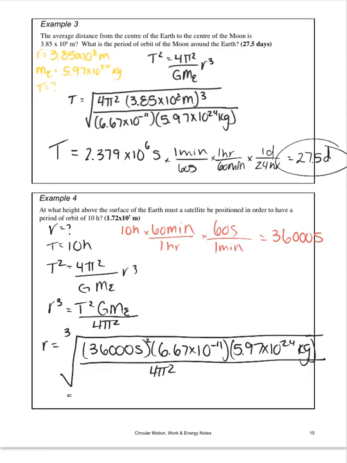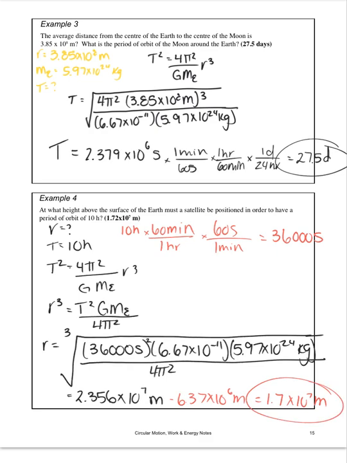We end up getting 2.356 times 10 to the 7 meters. Again, this is the radius between the center of the Earth and the center of the satellite. So if we subtract the radius of Earth, so minus 6.37 times 10 to the 6 meters, we get 1.7 times 10 to the 7 meters above Earth's surface.